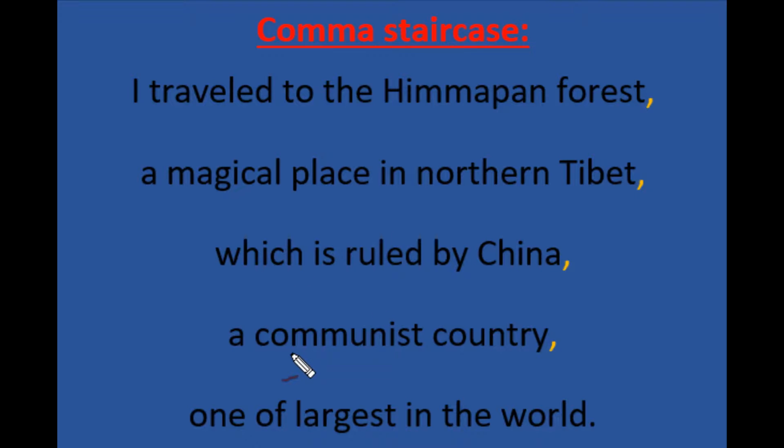Let's look at the next subsection here, the next phrase. It says a communist country. Communist country is more information about what comes right before that comma, which is China. China is a communist country. Here's another comma. It says communist country, one of the largest in the world. What is one of the largest in the world? The communist country. That communist country is ruled by China.